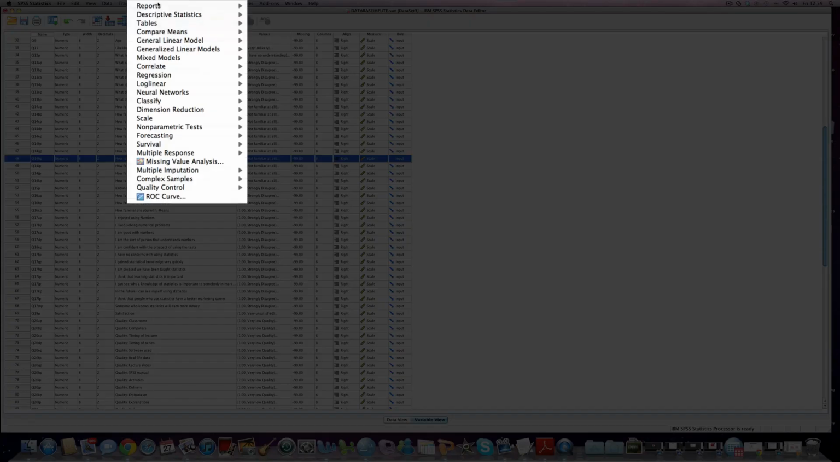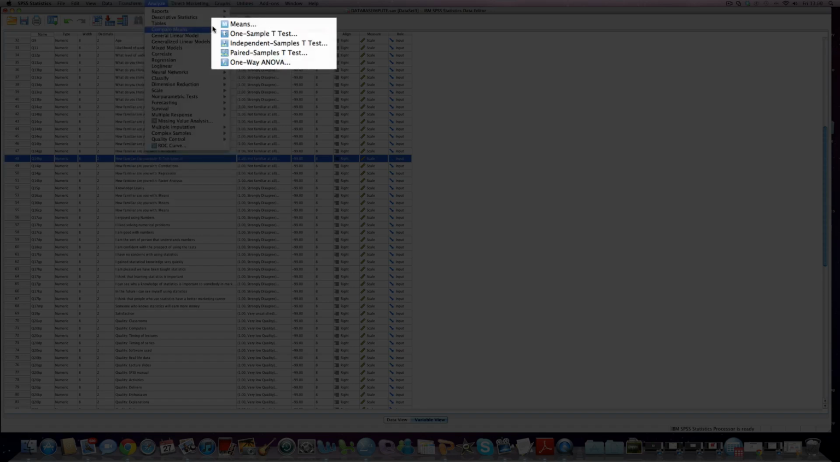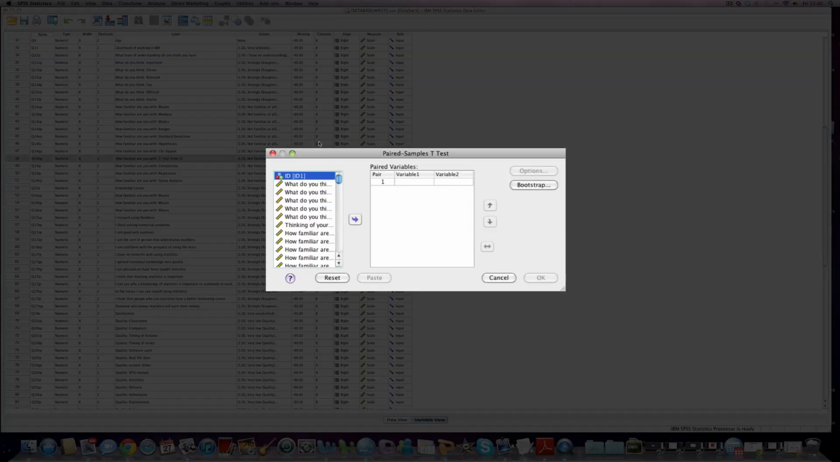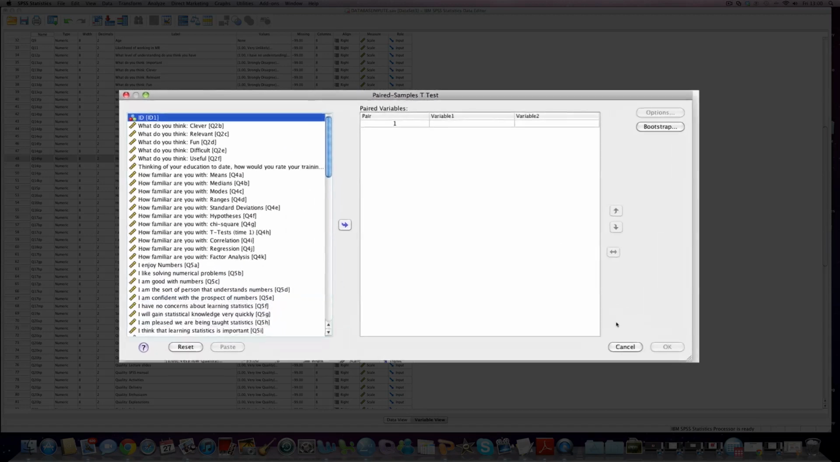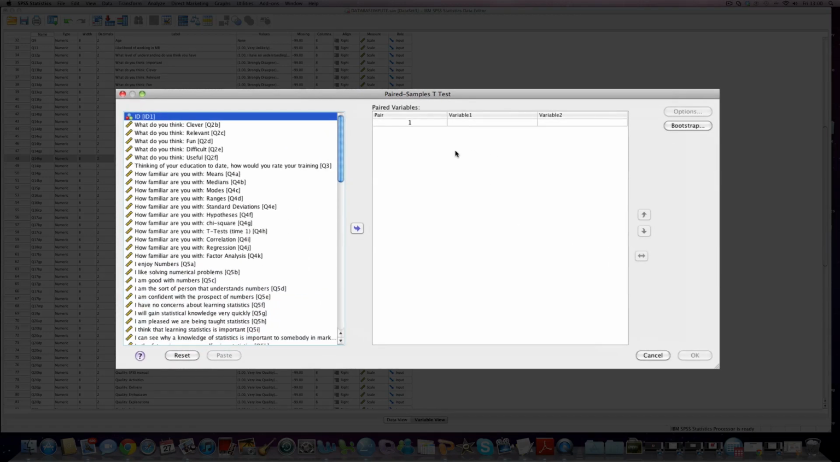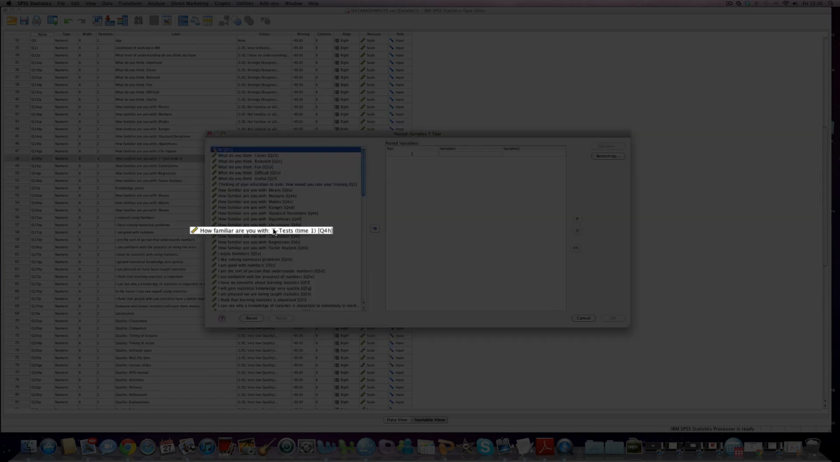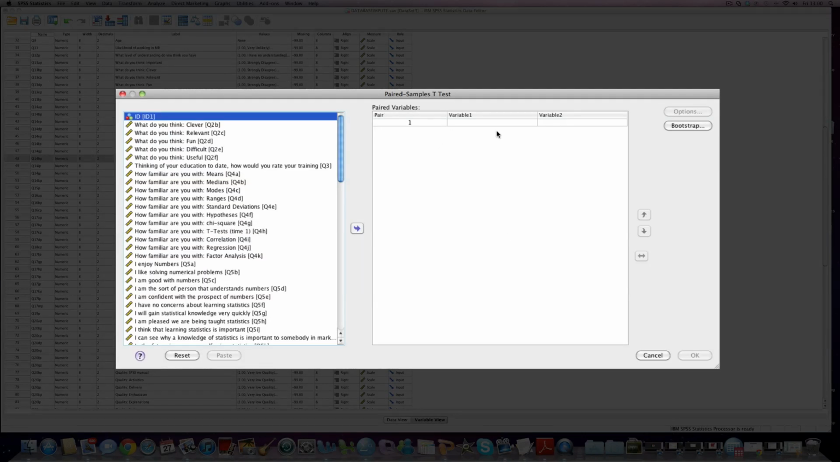We do that by clicking on Analyze, Compare Means, and go down to Paired Samples t-test. We click on that, and we're faced with this particular box. Now we can run multiple paired samples t-tests at the same time, so different groups. But we're really going to just do one at this particular time, which is looking at the variables we talked about a second ago. We have to move our two variables into the variable 1 and variable 2 boxes.